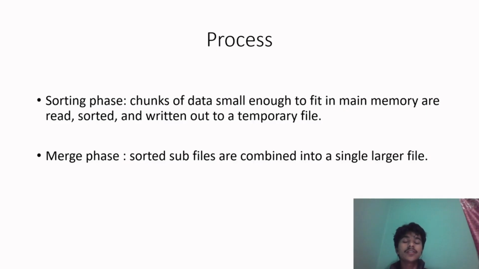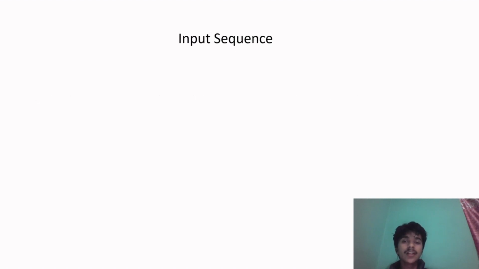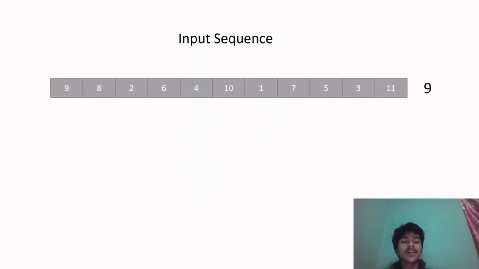In the sorting phase, the chunks of data that are small enough to fit into main memory are read, sorted, and then written out to a temporary file. And in the second phase, the merge phase, these temporary files or sub files are combined into a single larger file. So let's say we are given an input sequence of 9 elements, and say we have our primary memory which can only act upon three elements at a time. So how do we perform the sorting of these elements?